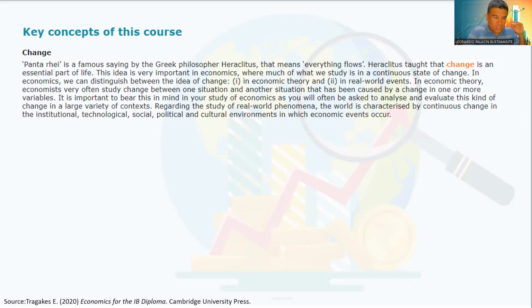That has to do with change at the institutional level, at a technological level, social, political, cultural environments in which economic events happen. So it's important to analyze real world events. Economics is not separate from history or from other social sciences. For example, take the case of migration. Migration happens as a result of many factors. So this is an example of a real world phenomena that leads to change. More will be studied in future units.